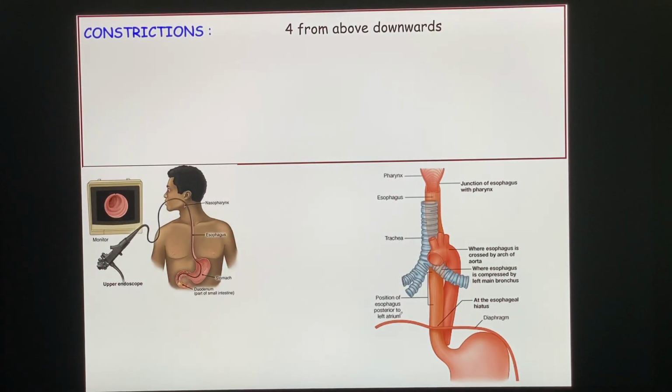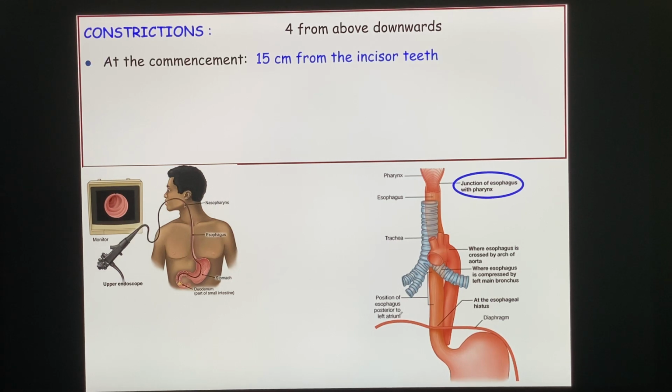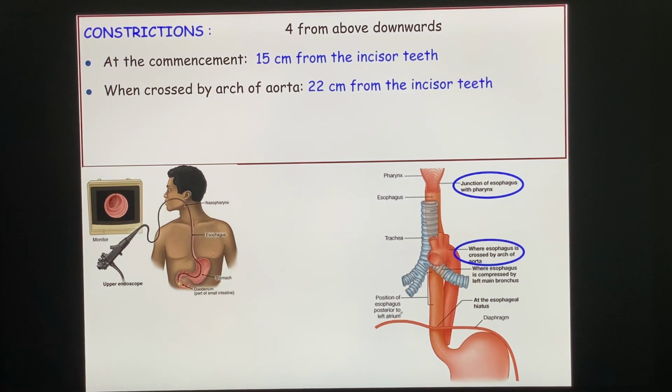What you need to know is its clinical importance. If you are going to insert an endoscopic tube, the tube is not going to easily pass through your mouth into the stomach because the esophagus is not the same everywhere. There are constrictions in the esophagus. So where are these constrictions seen? One is seen when you're inserting the tube about 15 centimeters from the incisor teeth.